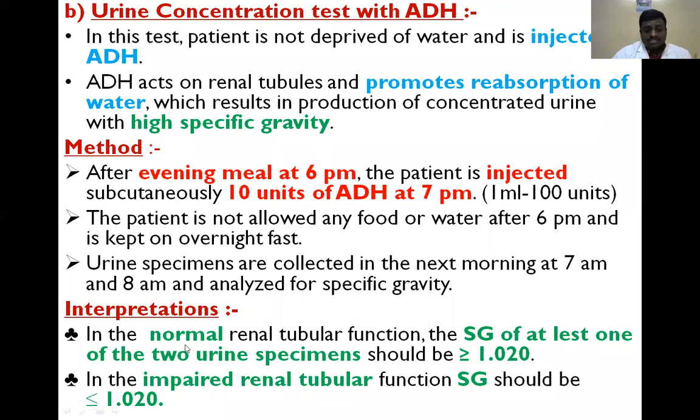For interpretation, remember that in the normal case the specific gravity is greater than 1.020. In impaired renal tubule, there is no reabsorption, so there is no change in the specific gravity of the urine. The same specific gravity is present, because even if antidiuretic hormone is present, no reabsorption takes place and more urine is excreted.